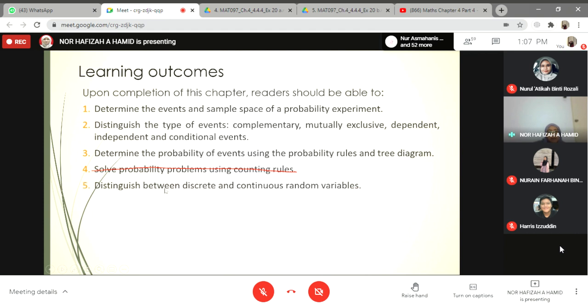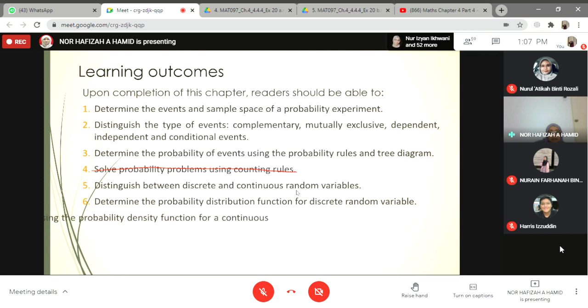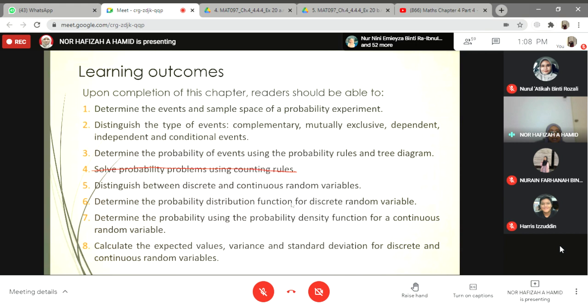Number 5, distinguish between discrete and continuous random variables. This is already random variables, for next week. Number 6 is also for random variables: determine the probability distribution function for discrete random variables. Number 7, determine the probability using the probability density function for continuous random variables. And last, calculate the expected value, variance and standard deviation for discrete and continuous random variables. So numbers 5 until 8 are for next week. For this week we cover 1 until 3.